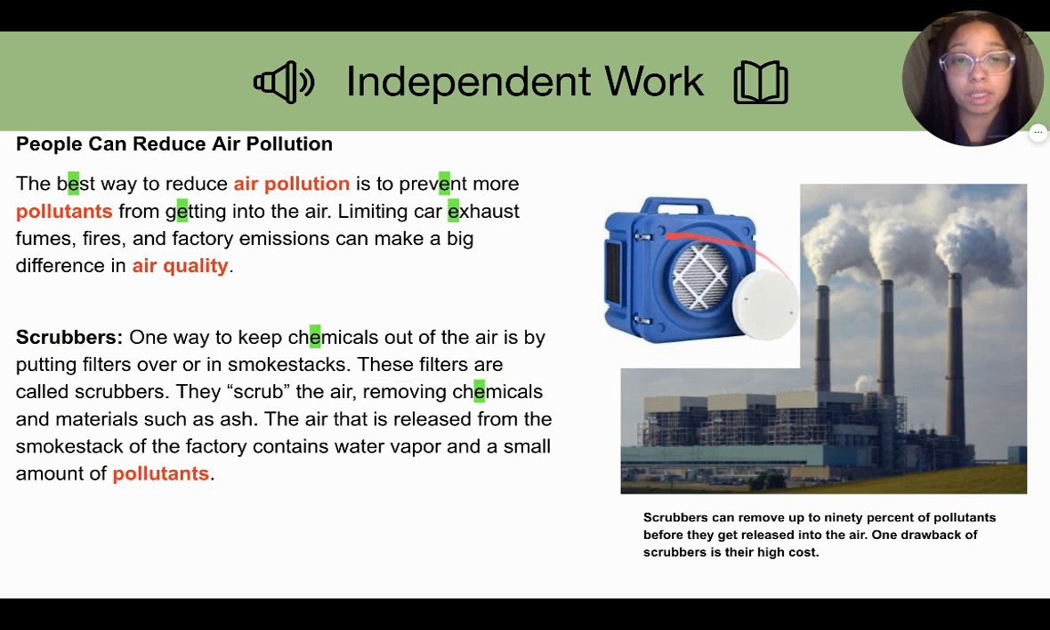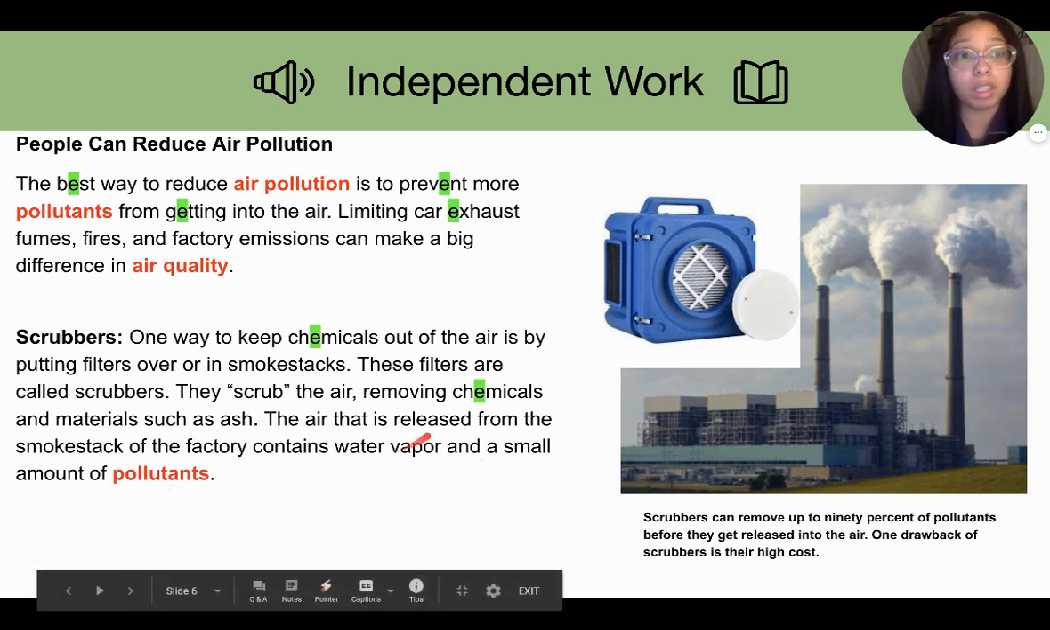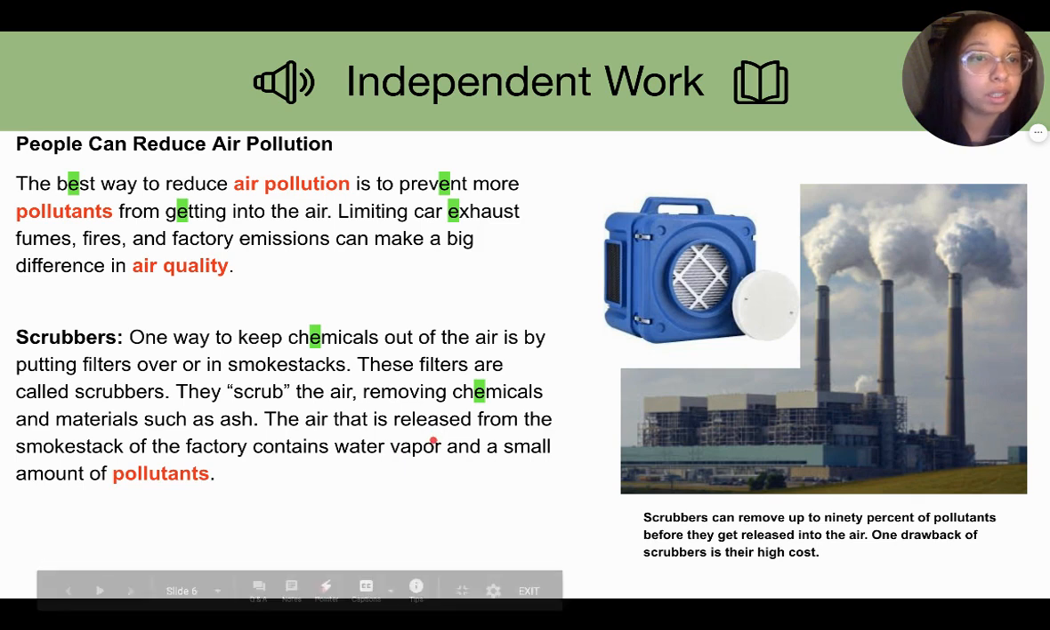Scrubbers, such as this one seen in the image. One way to keep chemicals out of the air is by putting filters over or in smokestacks, such as these seen in the image. These filters are called scrubbers. They scrub the air, removing chemicals and materials such as ash. That's from the smoke that comes out of these smokestacks. The air that is released from the smokestack of the factory contains water vapor and a small amount of pollutants. This can make the air cleaner.